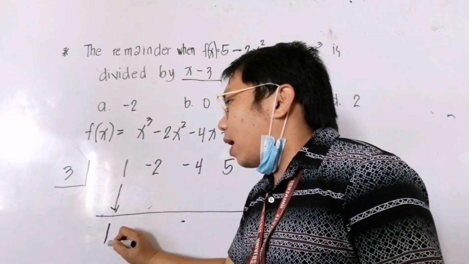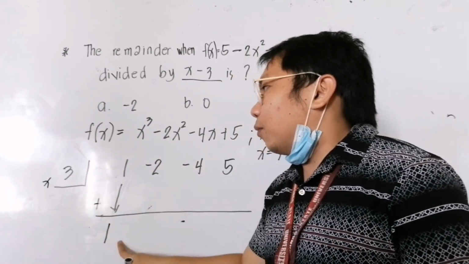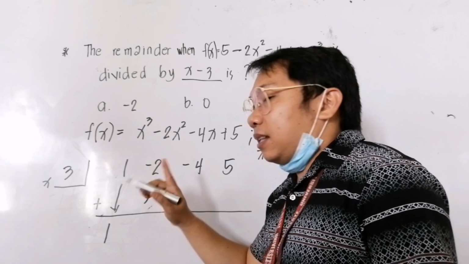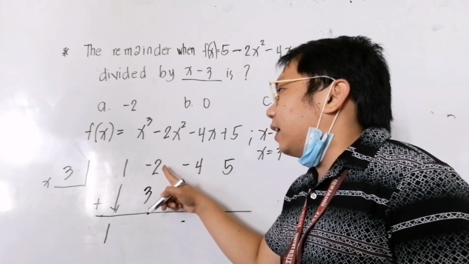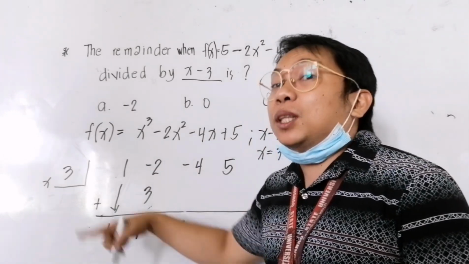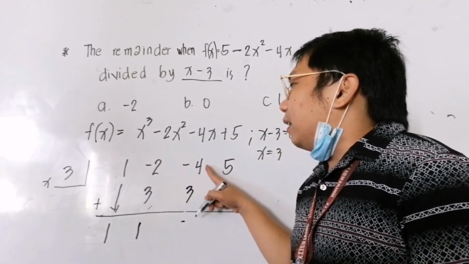So you have 1 multiplied here and add. So 1 times 3 will give you 3. Write 3 to the next column and add. -2 plus 3 will give you again 1. Multiply again. 1 times 3. This will give you 3.